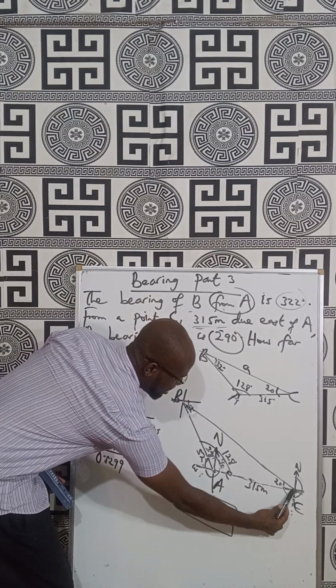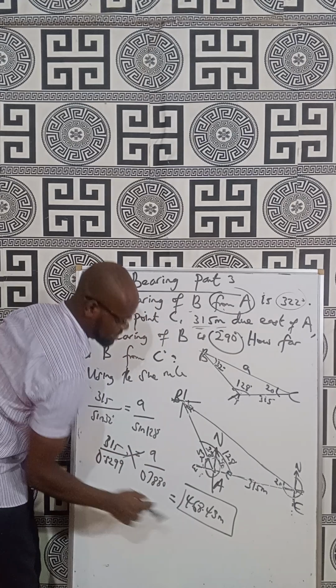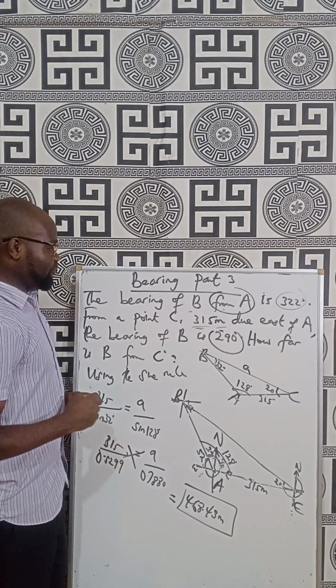So this is 315 meters. This is the longer side, that is 468.43. You can see now. So very easy and simple.